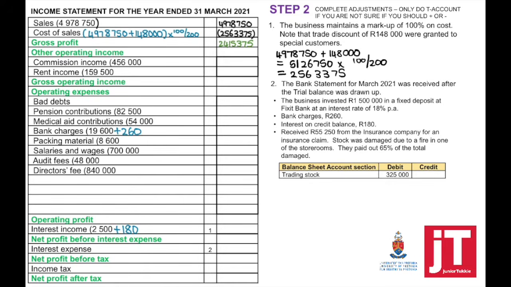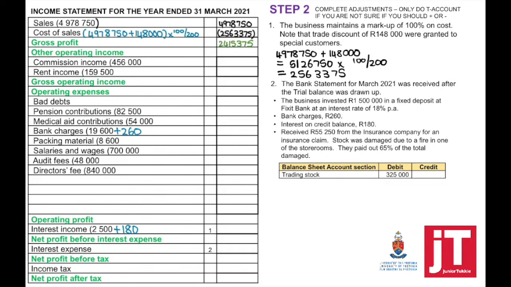Received 55,250 from the insurance company for an insurance claim. Stock was damaged due to a fire in one of the storerooms. They paid out 65% of the total damage. So what is important to calculate here? Number one, I need to open a T account for trading stock, or make a note somewhere on your question paper or on your answer booklet. Why? Because we will need to calculate trading stock deficit or trading stock surplus.